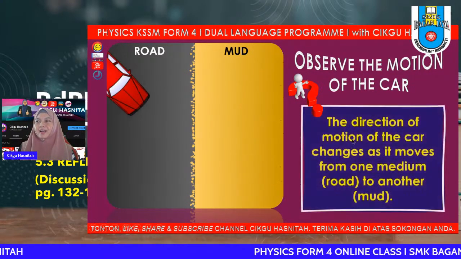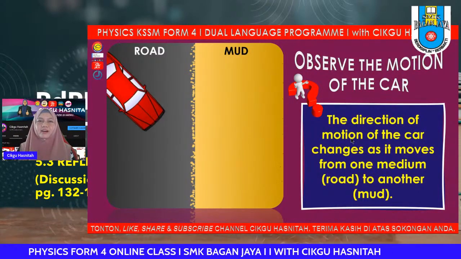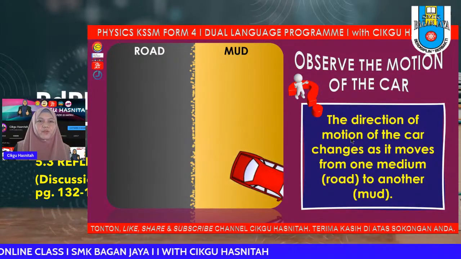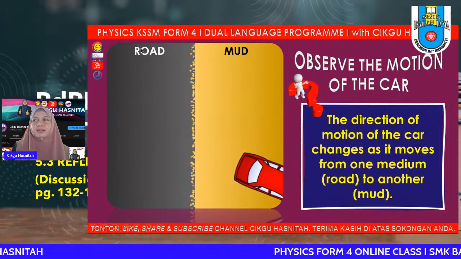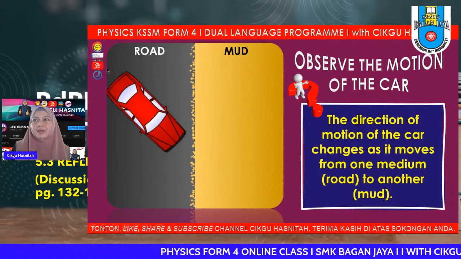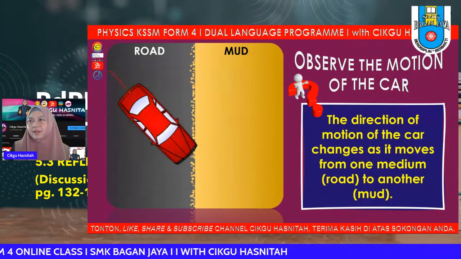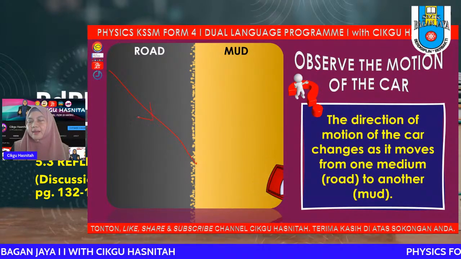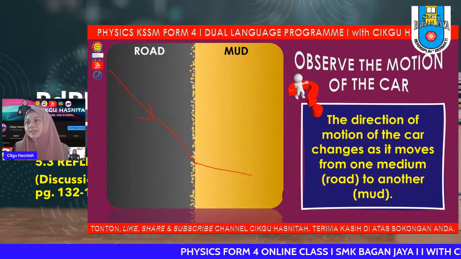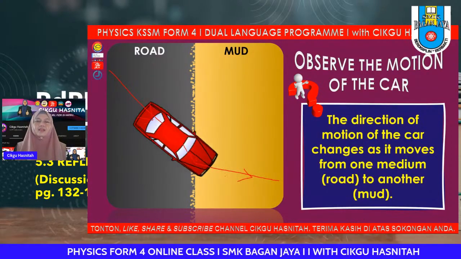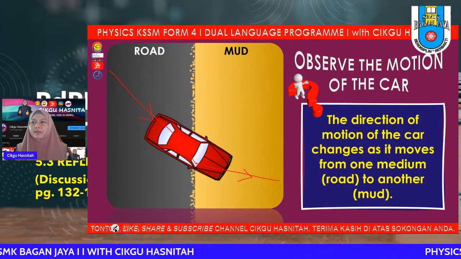So here you can see that the direction of motion changes. The direction of motion of the car changes as it moves from one medium to another. The first medium is the road, and the second medium is the mud. On the road, this is the initial direction and the car is moving in a straight line. Then entering the mud, what happened to the direction? You can see that the angle of direction changes. So we can say that the direction of the motion of the car changes as it moves from one medium to another.